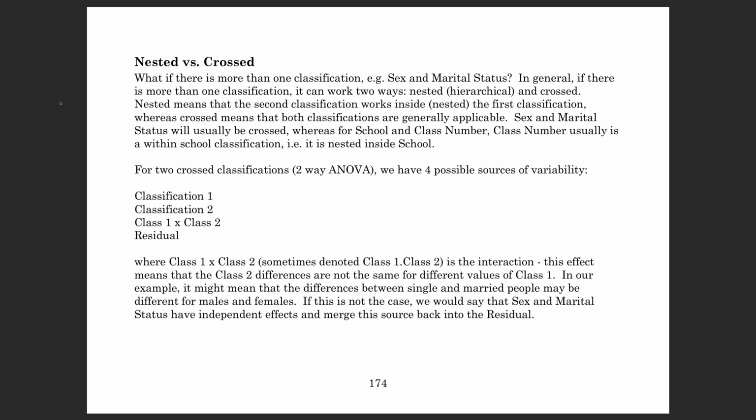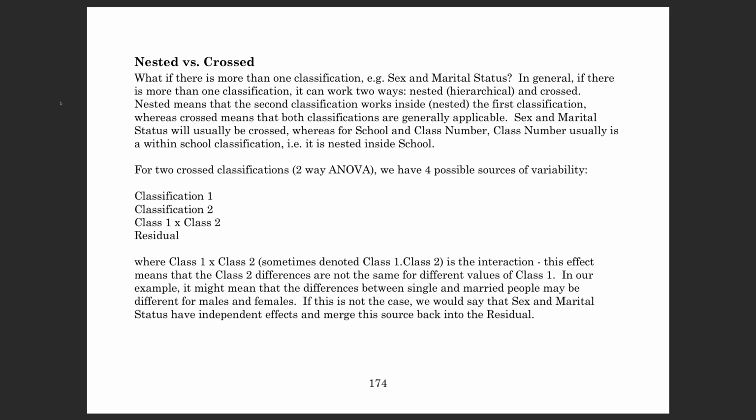What is this? This is the interaction between class 1 and class 2. It means that the class 2 differences may not be the same for different values of class 1. So for example, if we were looking at gender and marital status, it might mean that the differences between single and married people are different for males and females. Right?